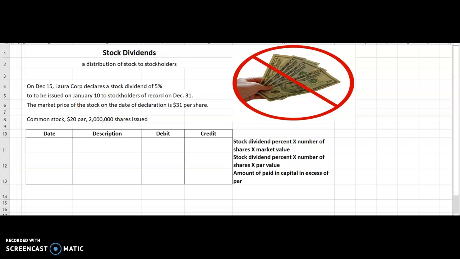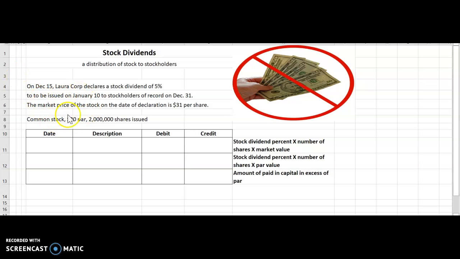Let's talk about stock dividends. So the first thing I want to point out is this picture of no cash. The reason I have this picture here is because a stock dividend is a dividend that is given to the shareholders that involves no cash. Instead, they are giving out stock.